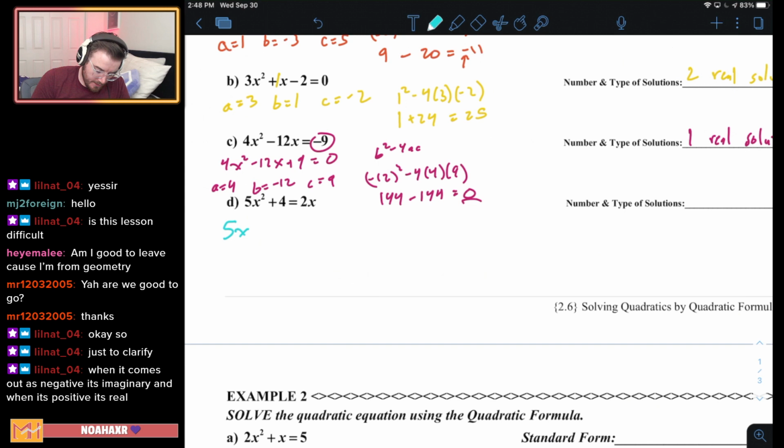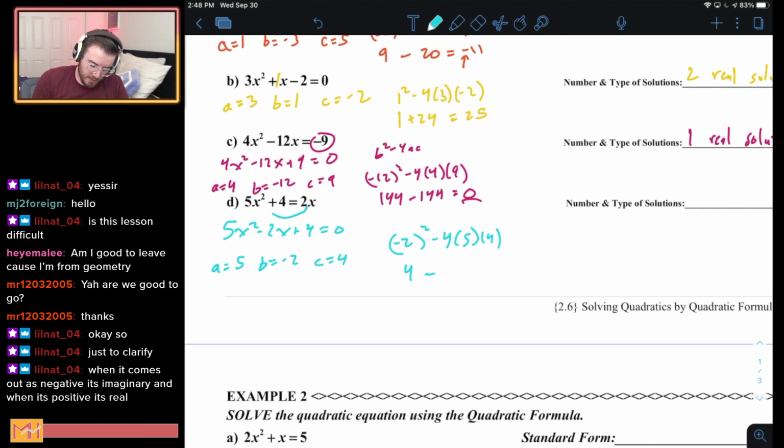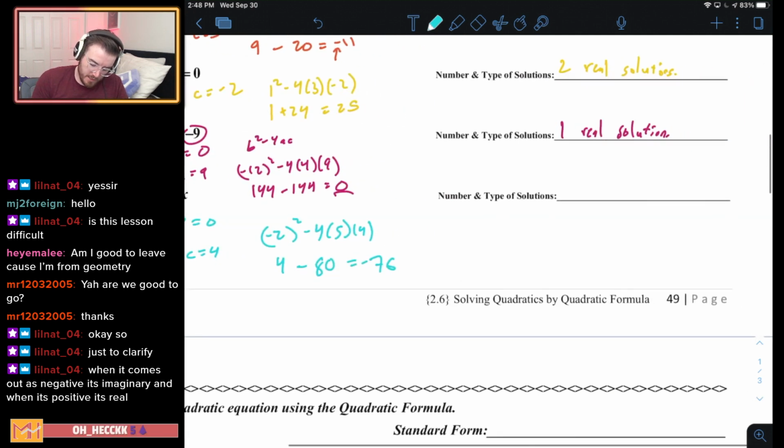Again, we got to get everything on one side together, so I'm going to subtract that over. So now I can see that A is 5, B is -2, and C is 4. So B squared minus 4AC. 4 minus 4 times 5 is 20. 20 times 4 is 80. So 4 minus 80 is -76. So once again, I'd have two imaginary solutions.